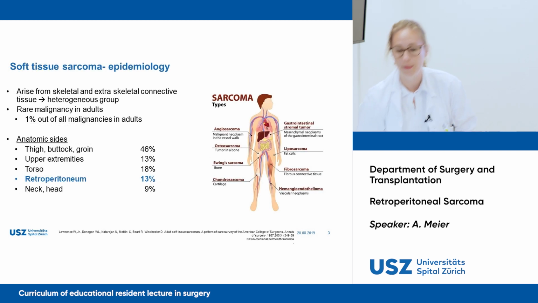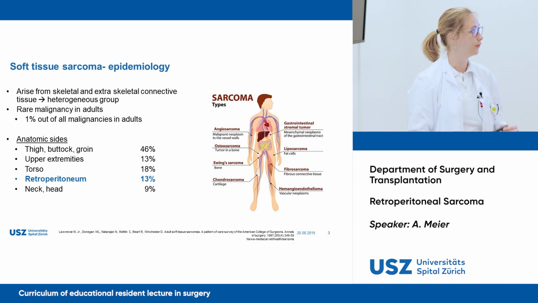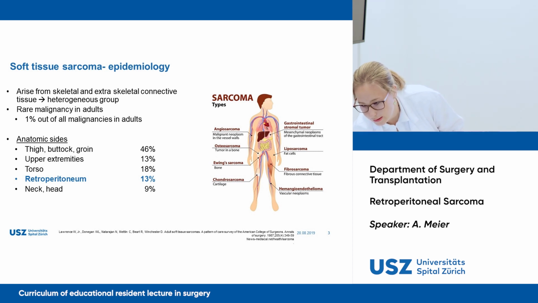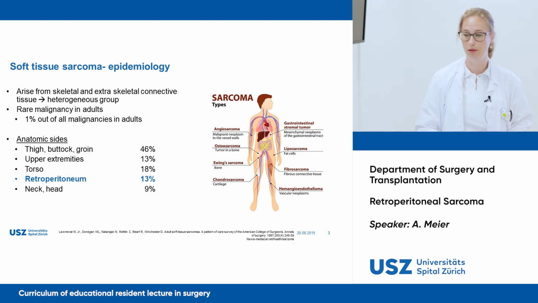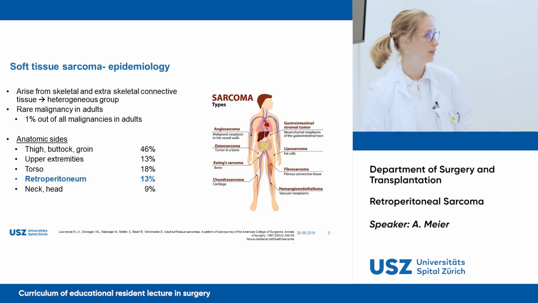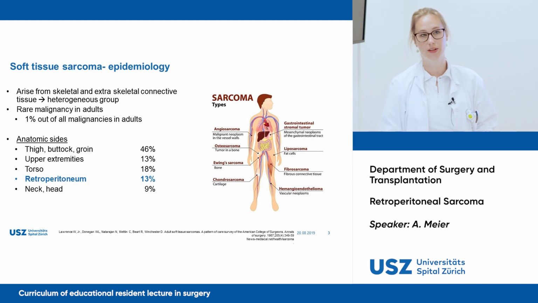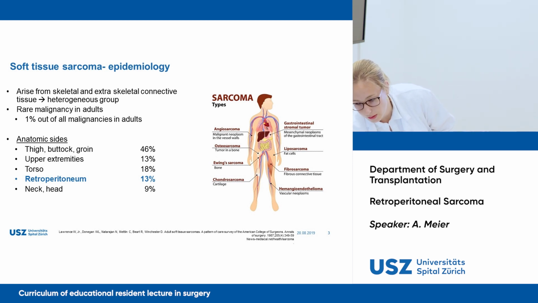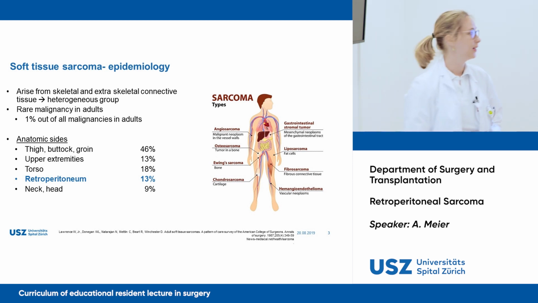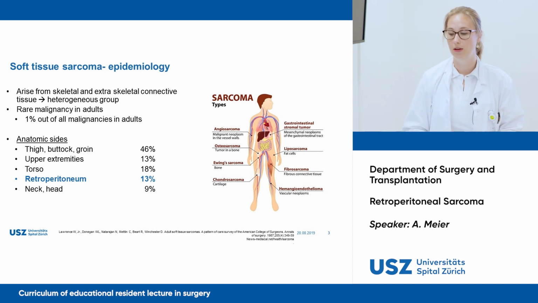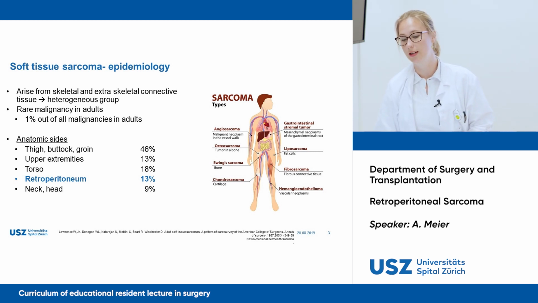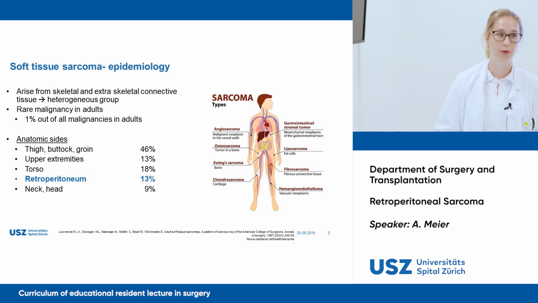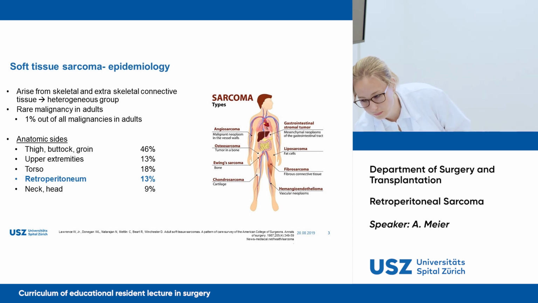Soft tissue sarcomas are a wide field, and epidemiologically they arise from skeletal and extraskeletal connective tissue. It's a heterogeneous group and it's really rare in adults, about 1% of all malignancies in adults. About the anatomic sites, we have to keep in mind that it's all over the body: the thigh, the buttock, groin, the upper extremities, the torso, the retroperitoneal part, neck and head, but I just want to focus on the retroperitoneum.